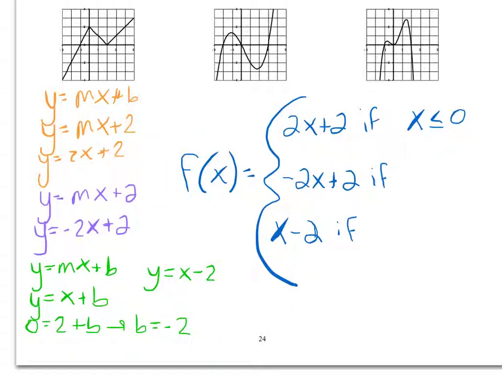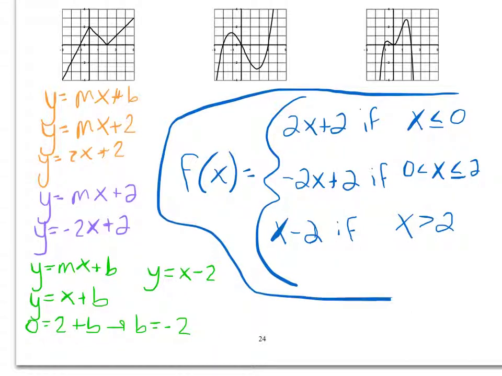And then negative 2x plus 2 appears to be the formula when x is between 0 and 2. Sandwich x between 0 and 2. And I already included 0 for the previous formula, so I do not need to include it here. But I can include the 2 because I don't have an open dot there. And then the last formula looks like it goes from 2 to infinity, so x is bigger than 2. And I won't include the 2 because I already included it in the previous formula. So there is my piecewise formula.